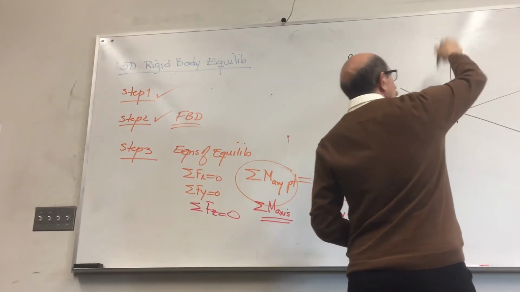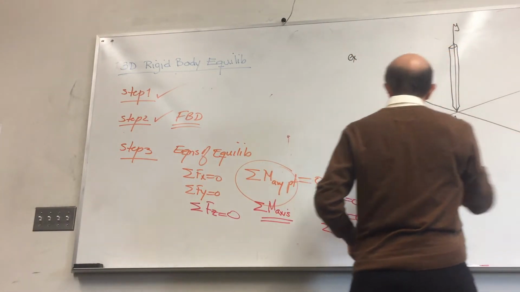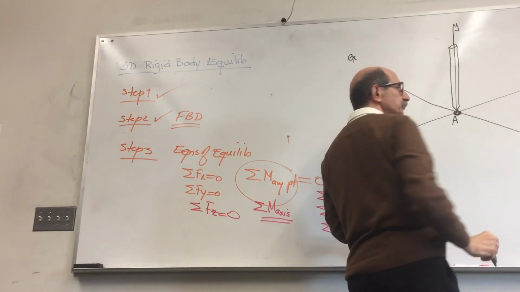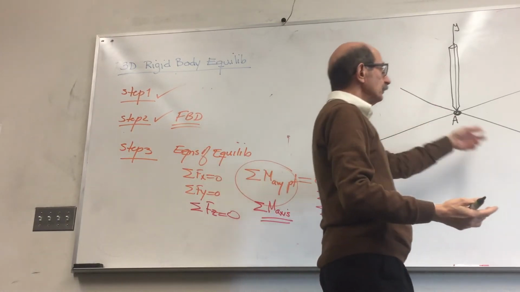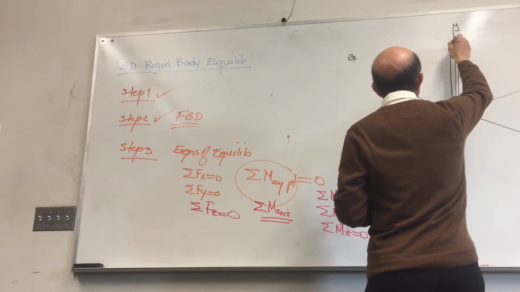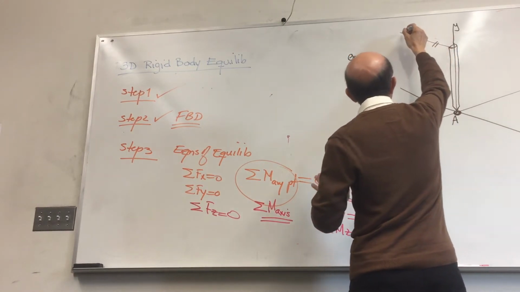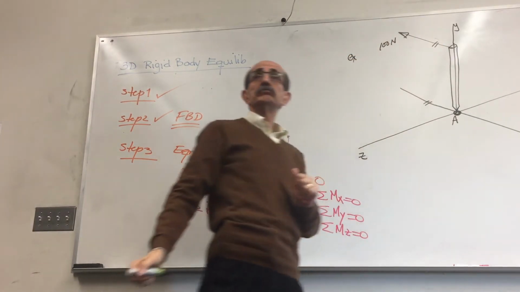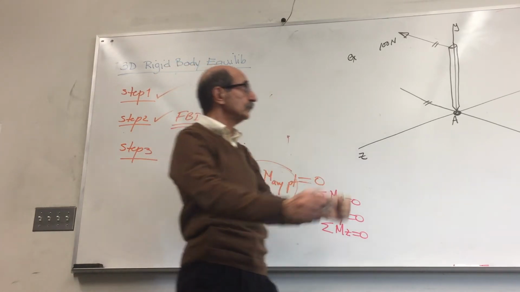So here you have a pole. At point A, it is supported by a pin that does not allow motion in all 3 directions. Motions along x, y, and z are not allowed. Then there's a cable attached to this, parallel to the x-axis, that carries 100 Newton force. Or in other words, there's a cable that is holding this structure that way.